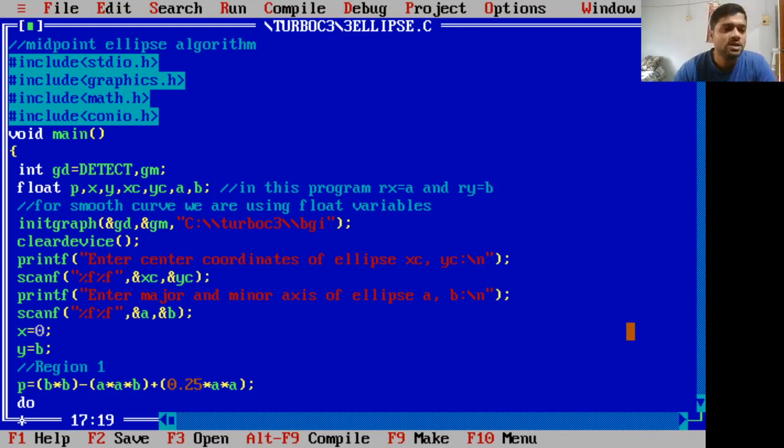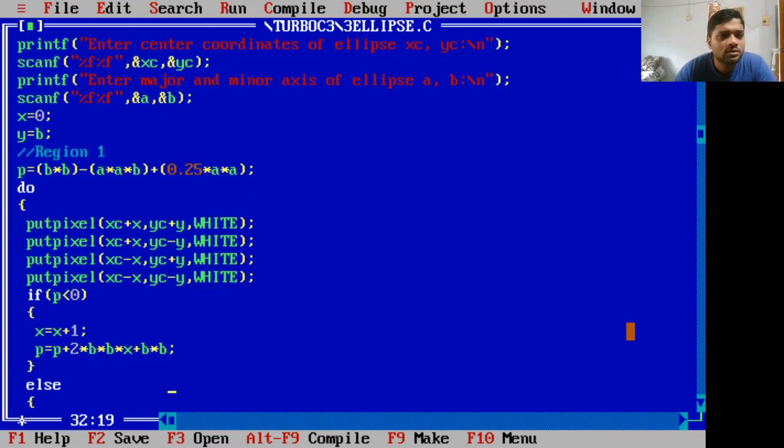Then we say x equal to 0, y equal to b, and then we calculate for region 1 initially the decision parameter, that is b square minus a square b plus 0.25 a square, and we have used a do while loop. In a do while loop, the statements immediately entered after the do will be executed without checking any condition.